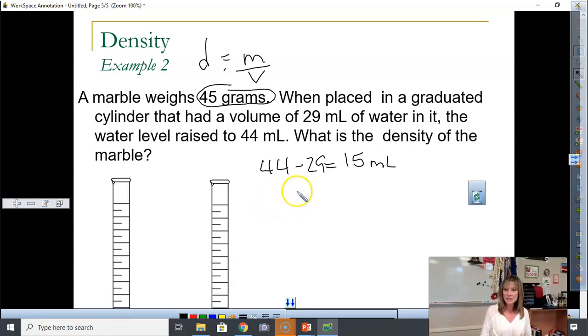So we now have a mass and we got a volume right there. So density is 45 grams divided by 15 milliliters. So what is that? I can do that in my head. Right, it's 3. Let's look at sig figs. Okay, 45 has 2 sig figs, 29 has 2 sig figs, and 44 has 2 sig figs. So my final answer has to be rounded to 2 significant digits. Well, that number right there is only 1. So how do I make that 2? I do this.